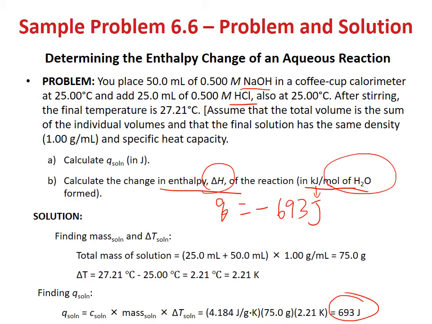To calculate the number of moles of water formed during the reaction, we need to write the balanced equation. Also, because we know both the acid and the base, one of them must be a limiting reactant, and therefore we need to find the limiting reactant. Then, using the limiting reactant, we find how many moles of water formed. Then we divide by the number of moles of water, which gives you, for every mole of water, how much heat is released.